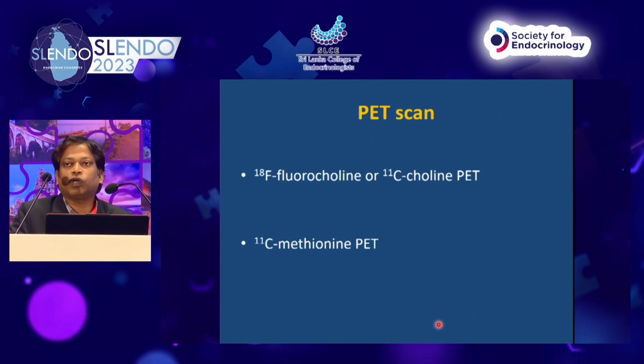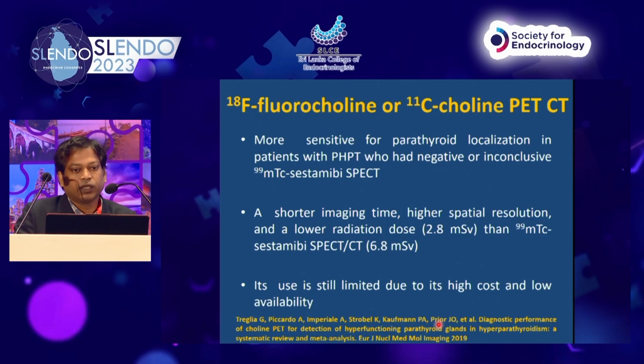There are two types of PET scan available: one is the choline PET scan and the other is the methionine PET scan. Out of these, the choline PET scan is better. So what is the principle of the choline PET scan? In both choline and methionine PET scans, there is a higher concentration in the parathyroid adenoma because of expression of choline kinase and higher synthesis of PTH hormone in these cells.